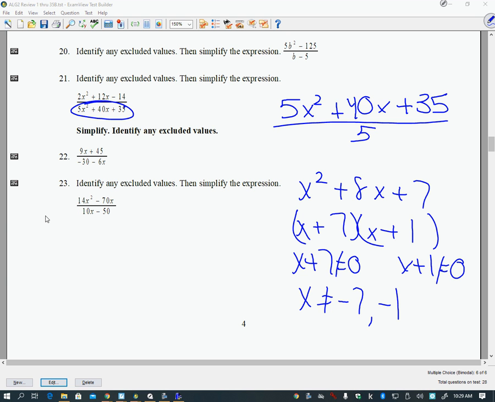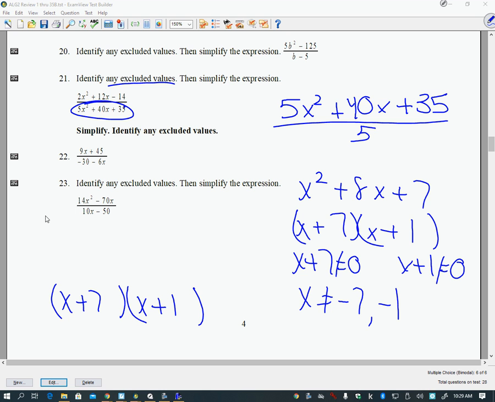Does that make sense? Now, that's not the end of the question. That's the first part. That's the excluded value part. The simplifying the expression, we've done at least about half of it because we know this simplifies in the denominator to x plus 7, x plus 1.